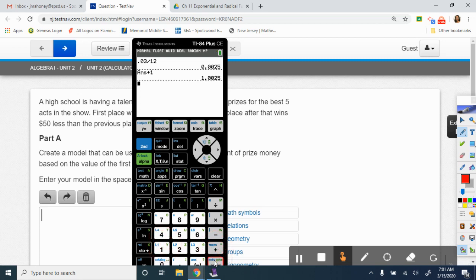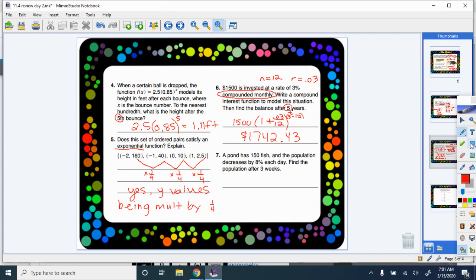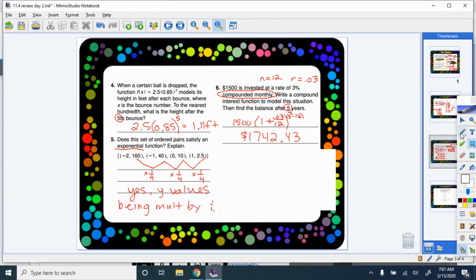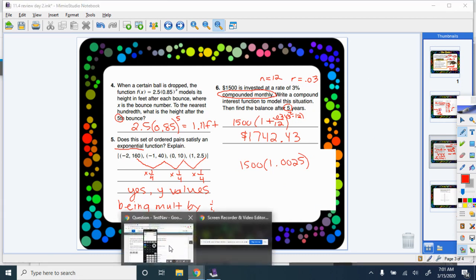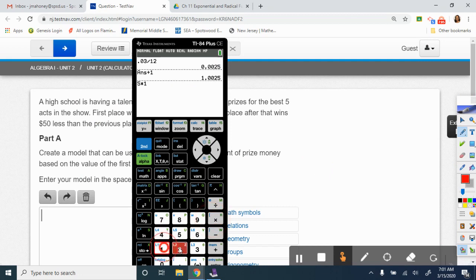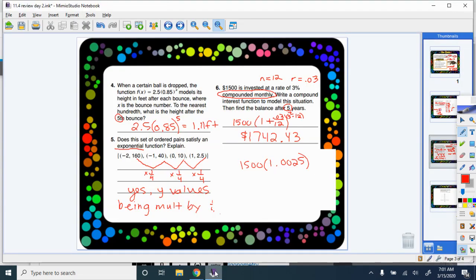So now we've simplified our equation, and we can write this as 1,500 times 1.0025 raised to the, and if you need to, you can even do that part. You can do 5 times 12. Just to check, okay, it's 60. Now this should be easier to type in, and hopefully that helped you find the correct money amount. I round to hundredths because this is money.